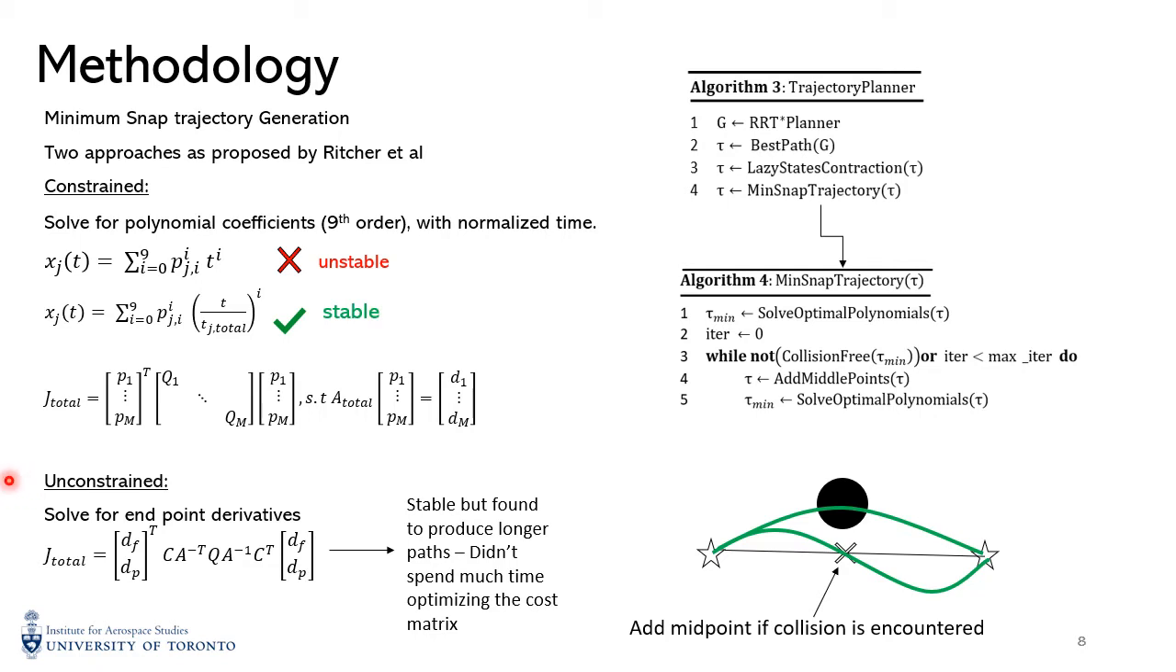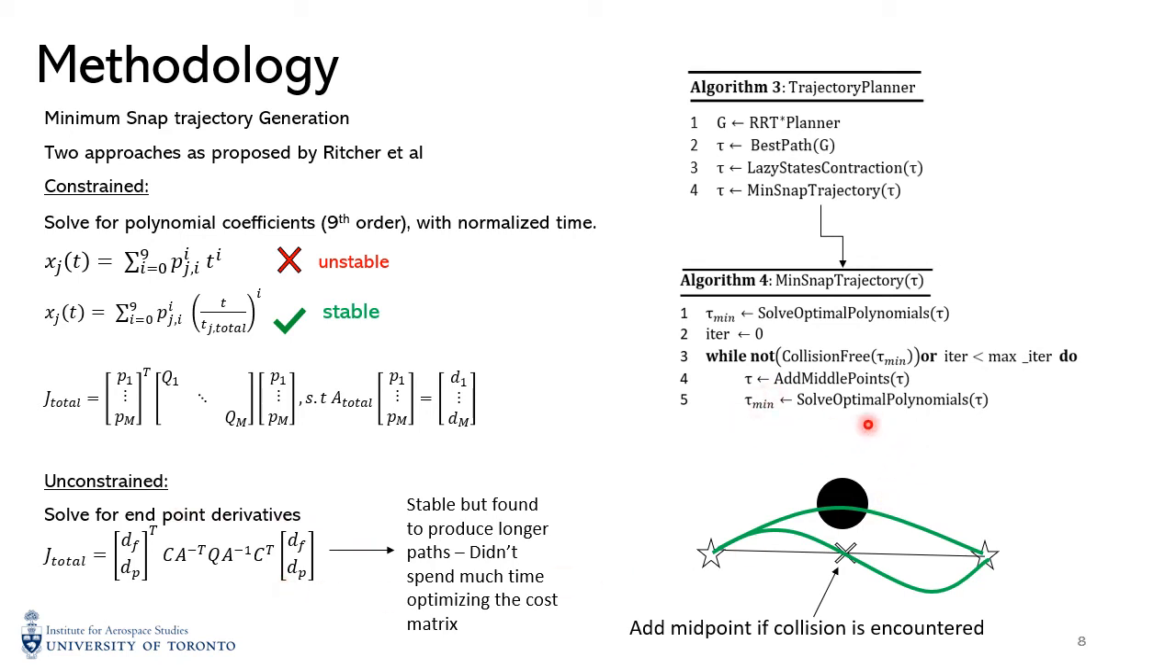The other approach involves solving an unconstrained quadratic program in which instead of solving for the coefficients, we solve for the derivatives at the endpoint. And I attempted to use this approach for my problem, and it proved to be stable, but it produced longer paths on average compared to this approach. So I used this approach instead. However, I should mention that I did not spend much time experimenting and optimizing this cost function, so this approach could be improved upon.